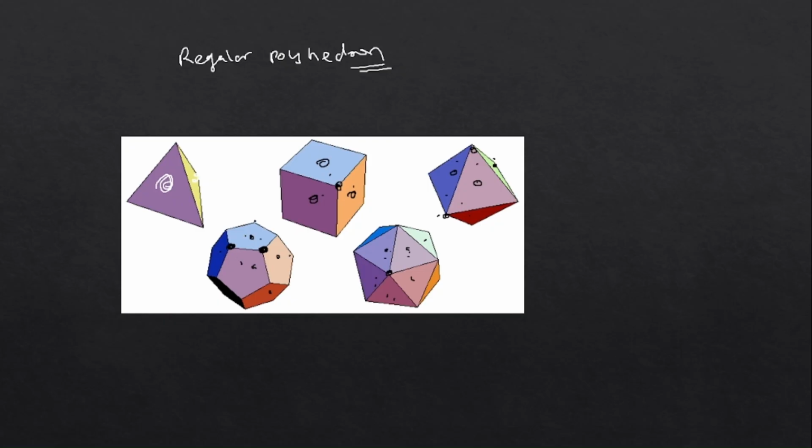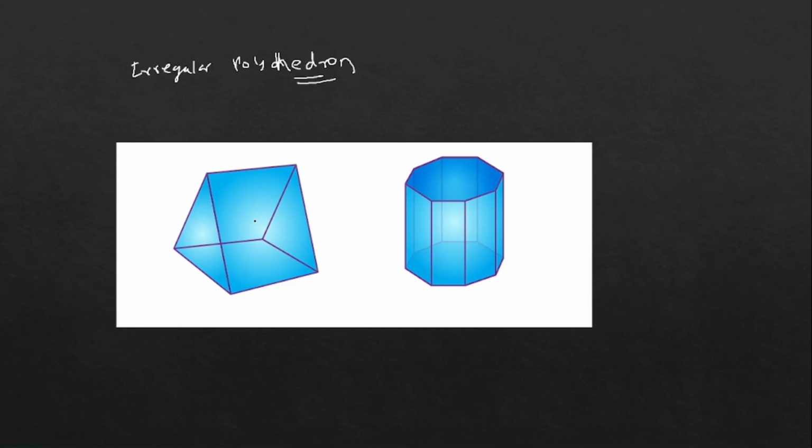If in a polyhedron every face is a regular polygon and every vertex is touching an equal number of faces, then it is called a regular polyhedron. The reverse of this is an irregular polyhedron.